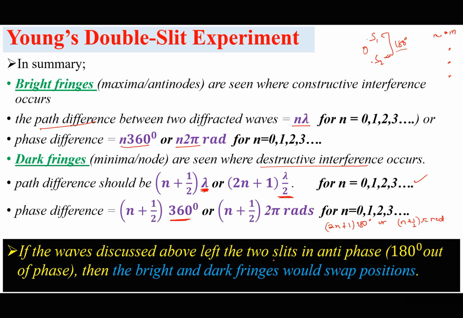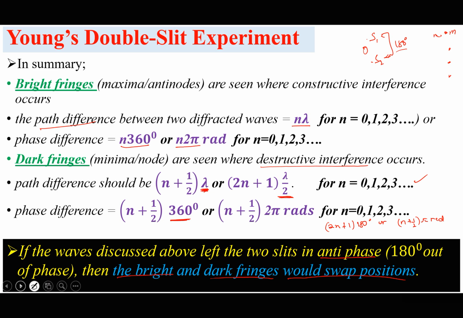So if the waves discussed above left the two slits in antiphase, then the bright and darker fringes would swap positions. The illustration we did was considering waves leaving in phase. But if they had left in antiphase, we would expect them to swap. We would expect that where a bright spot was formed when the phase difference was initially 0 for the two sources, we shall have a darker spot when the phase difference for the two sources is initially 180 degrees. In other words, the bright and darker fringes would swap positions if the waves left the sources in antiphase.